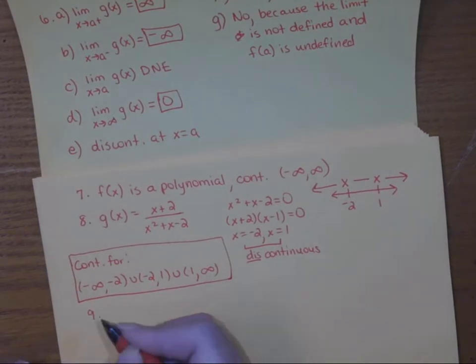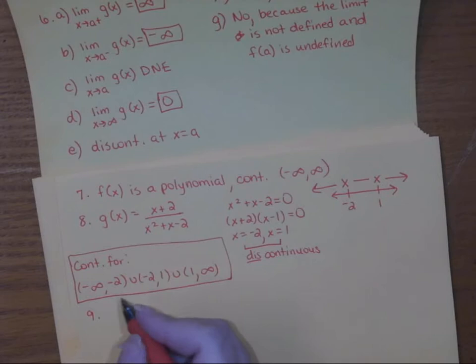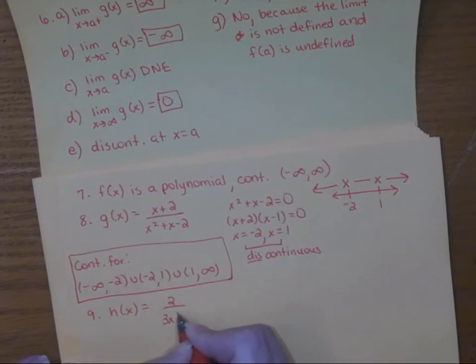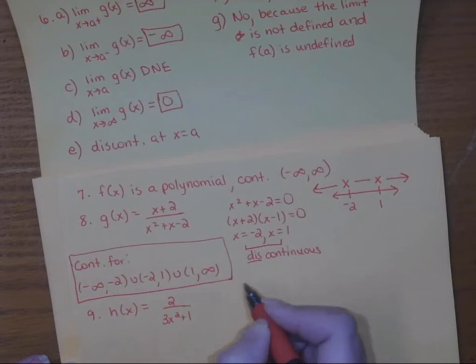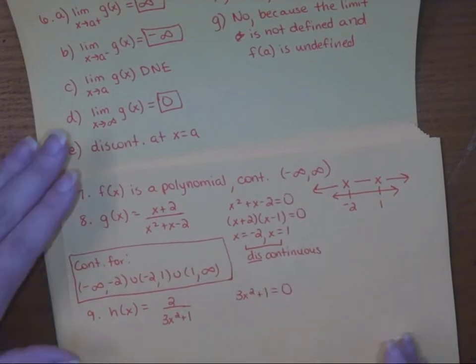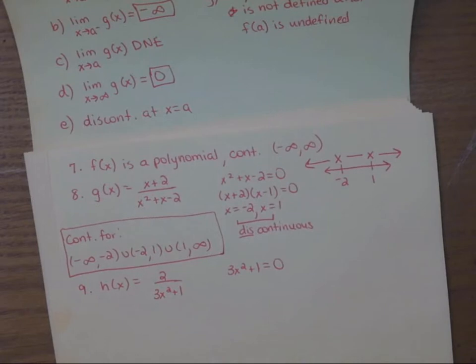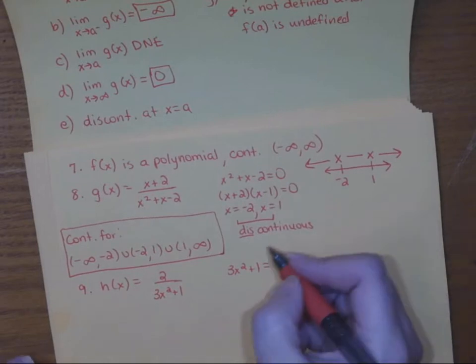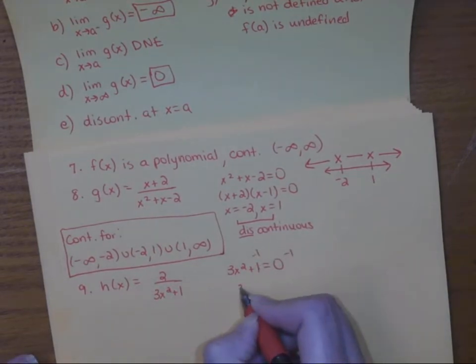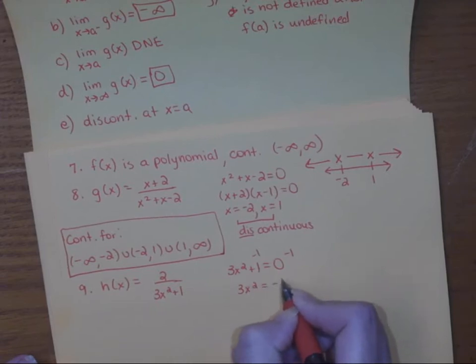Okay, so let's look at number 9. I think it's our last continuous problem. h of x equals 2 over 3x squared plus 1. Notice we would set this equal to 0 to try to find out where the bottom is going to be 0. Okay, but if we solve here, maybe you will see it pretty quickly.